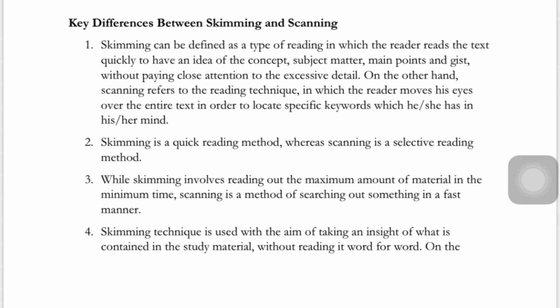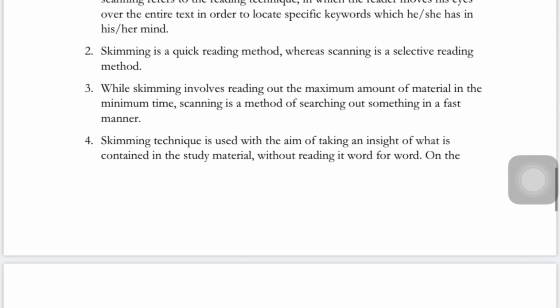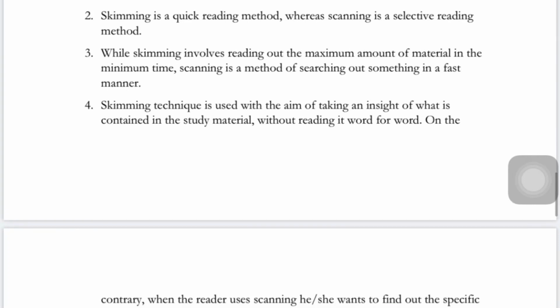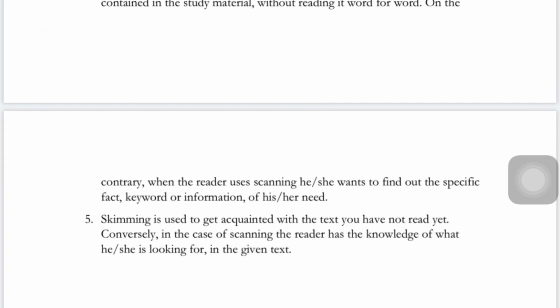Number 2, skimming is a quick reading method, whereas scanning is a selective reading method. Number 3, while skimming involves reading the maximum amount of material in the minimum time, scanning is a method of searching out something in a fast manner. Number 4, the skimming technique is used with the aim of gaining an insight into what is contained in the study material without reading it word for word. On the contrary, when the reader uses scanning, he or she wants to find the specific fact, keyword, or information of his or her need.